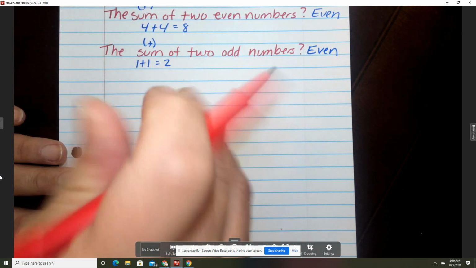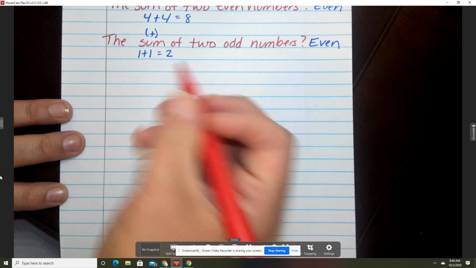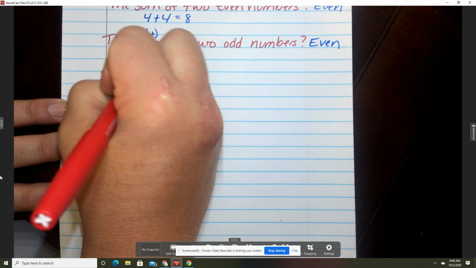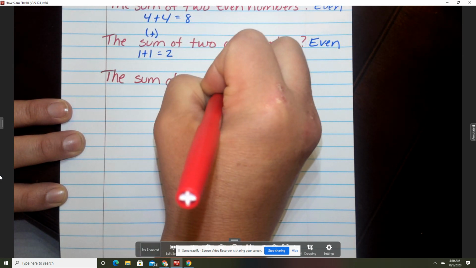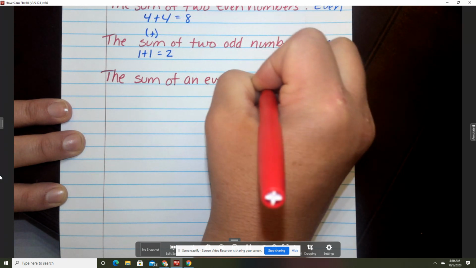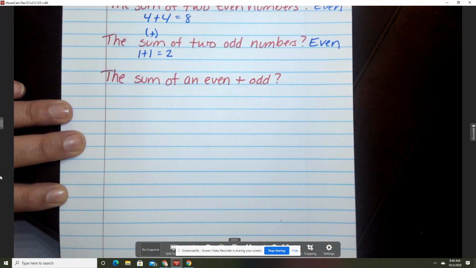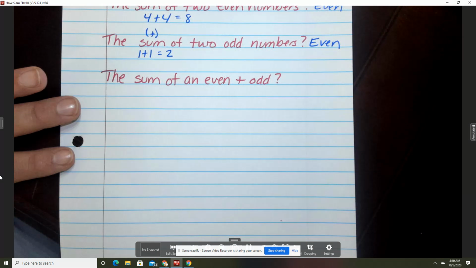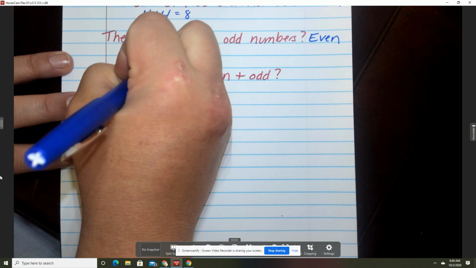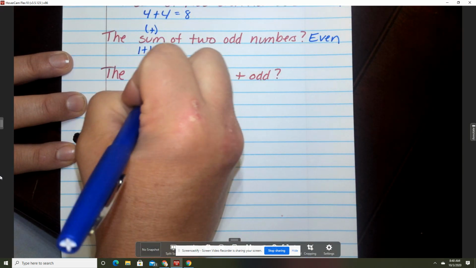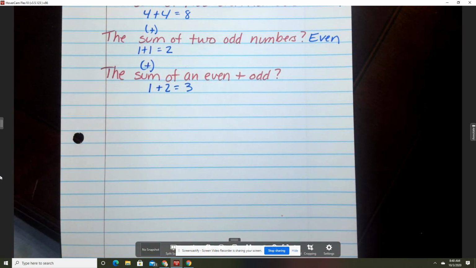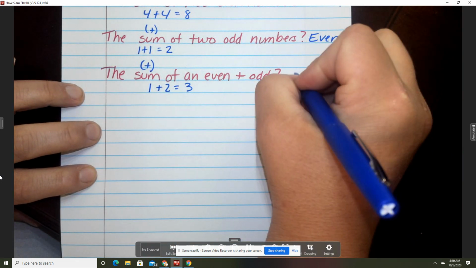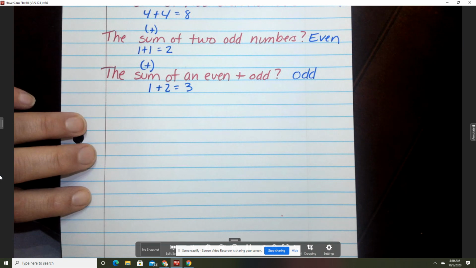All right. The sum of an even and odd. What do we think about that? The sum of an even plus an odd. Well, let's work it out. The sum, again, is adding. So let's do easy peasy. 1 plus 2 equals 3. So that's going to be an odd number. So the sum of an even and an odd is going to be odd.